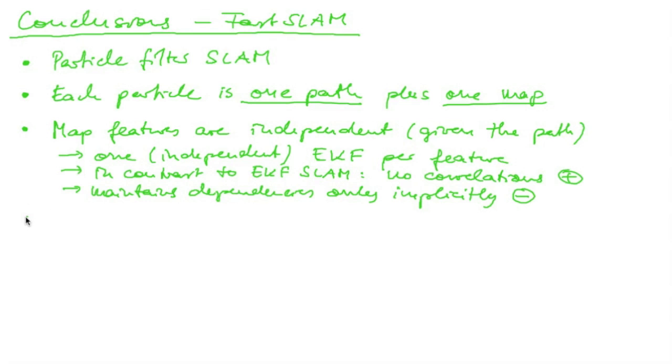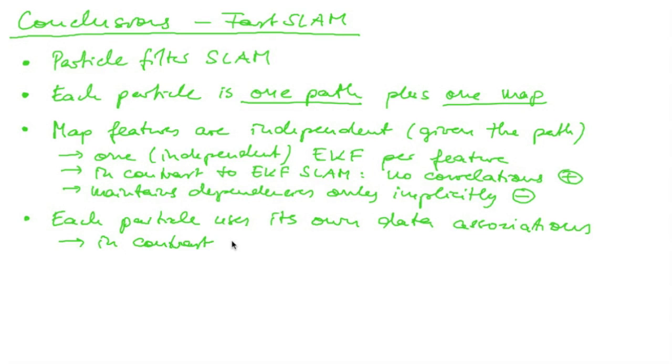Now another big plus of FastSLAM is that each particle uses its own data associations, which is in contrast to other methods, for example, the extended Kalman filter SLAM. Here, we had to decide in each step the one and only data association. Whereas with our particle filter, each particle has its own individual data associations along the path. And this is a big plus, because this means that our FastSLAM algorithm not only samples across different continuous parameters, but it also samples across different discrete landmark associations.